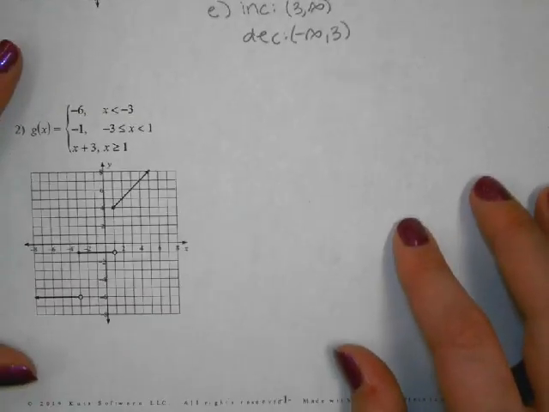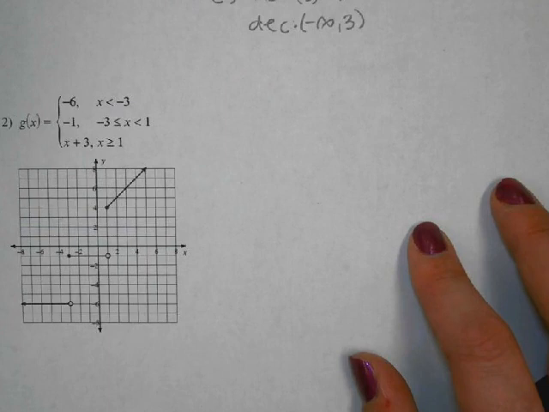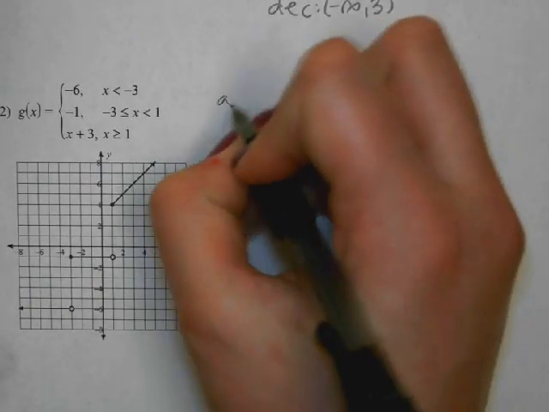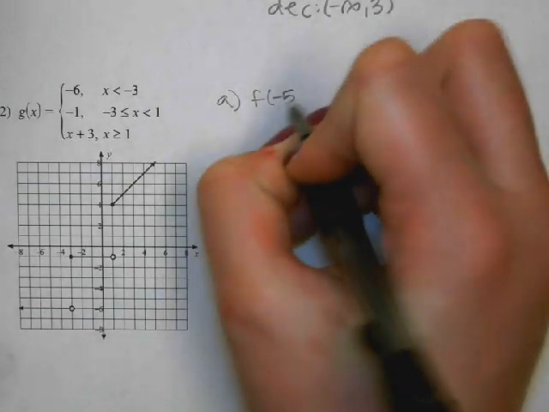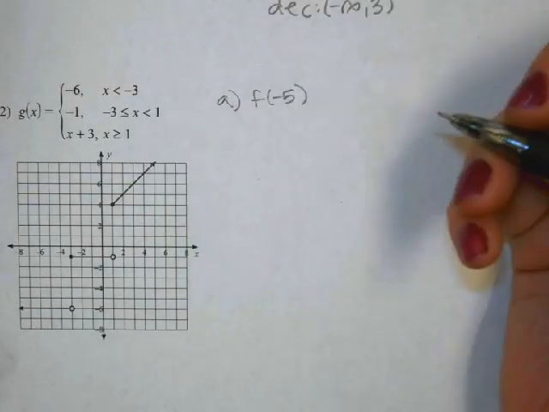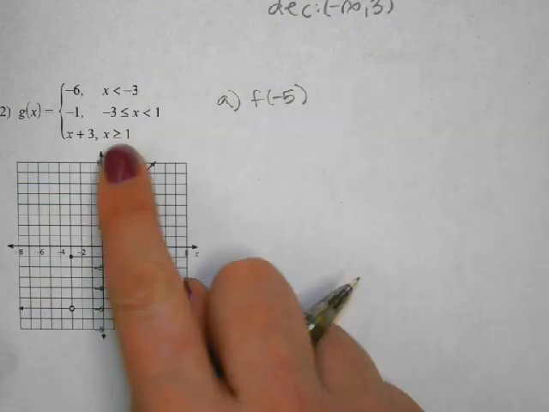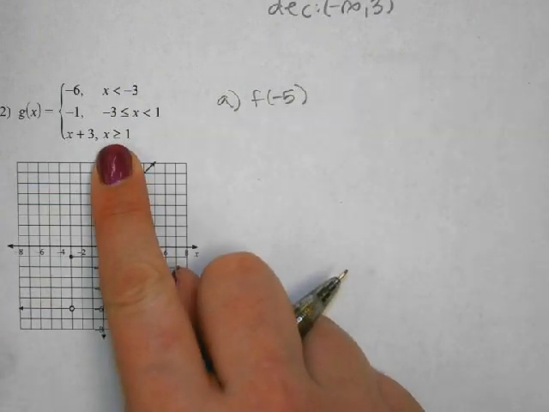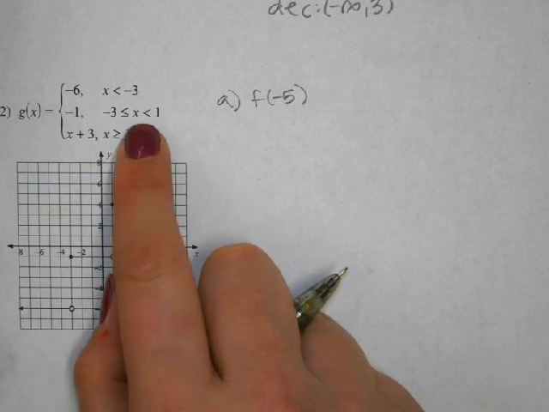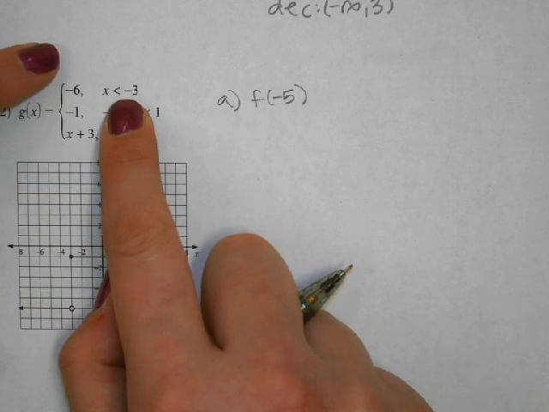So here, maybe I'll zoom in, see if that helps. Okay. So same things again. So we're going to evaluate the function for -5. And here we have a little bit more thinking to do as far as knowing where we can plug the number in. So -5 is not greater than 1. I cannot plug it in there. -5 is not between -3 and 1, so I can't plug it in there. -5 is less than -3, and so this is where I plug it in.